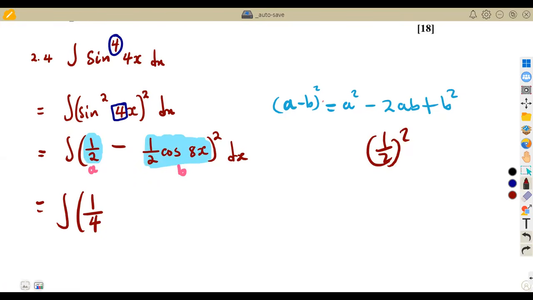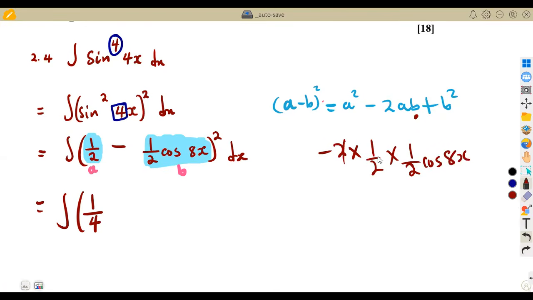So this is what we have. So anyways, let's move on to the other part. Minus 2ab, so what does it mean? It means it's minus 2 times a. Remember, our a is a half. So this is a half times b. Our b is half cos 8x, the part that I shaded here. So it's half cos 8x, that's your b.